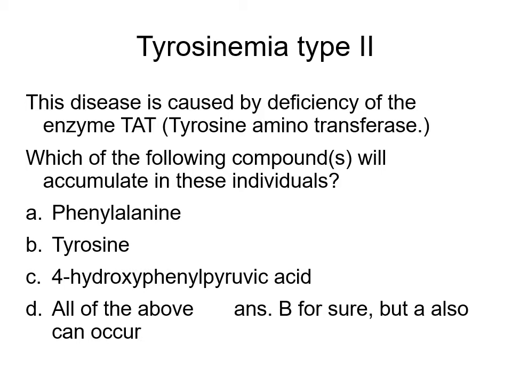So we haven't even managed to get past our first step in this degradation pathway. But it's also possible that these other compounds will accumulate depending on how reversible those reactions can be and the interactions between those particular metabolites. The answer is clearly B, but others can be considered as possibilities.